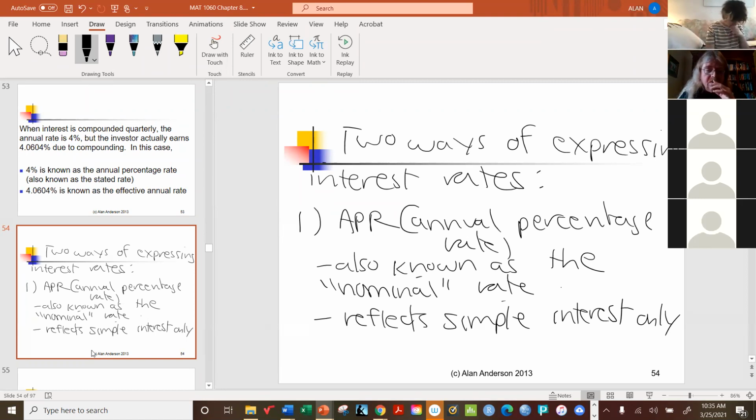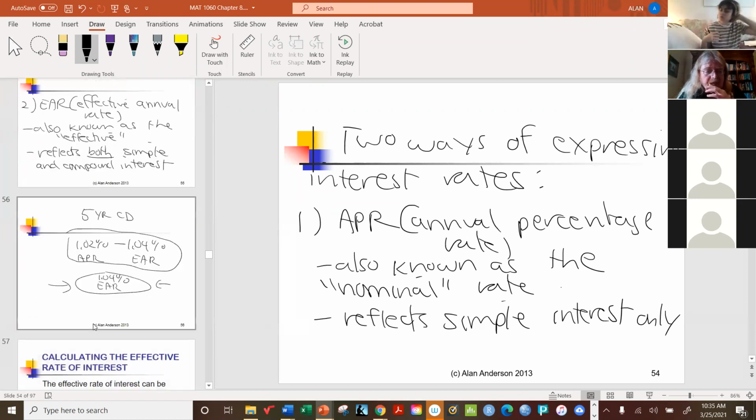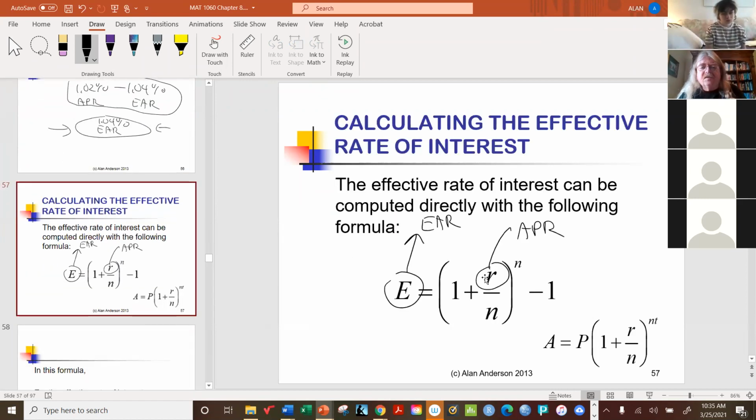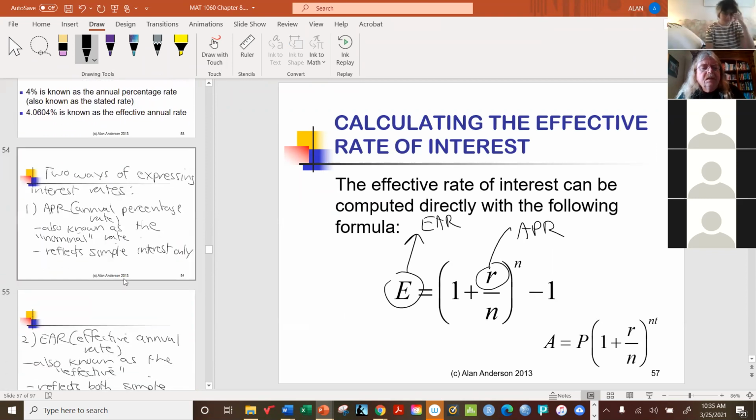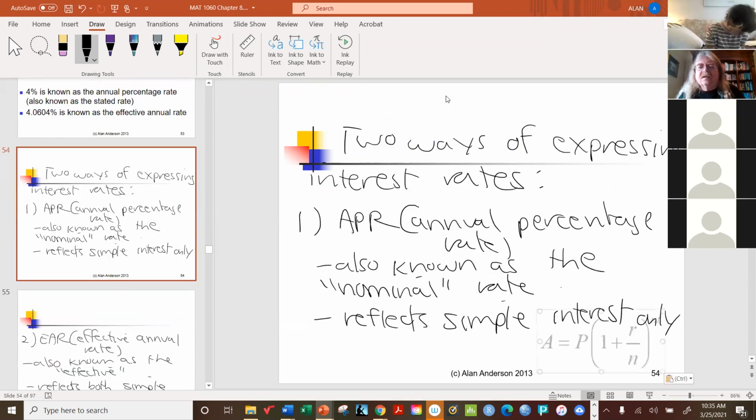Now, as it turns out, in the formulas that we've been using, like this present, let me copy this back here for a second. This formula that we've been using, among others, let's see where I can sneak this in here. Oh, that's good. All right. So I just wanted to point out that in this formula for the future value, this little r here actually is the APR. That is what we mean by the annual percentage rate, and it reflects simple interest only. So what other kind of interest rate could there possibly be then?